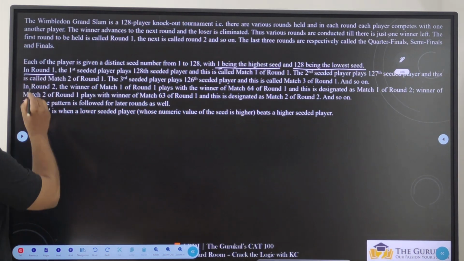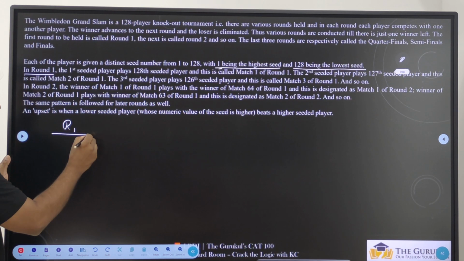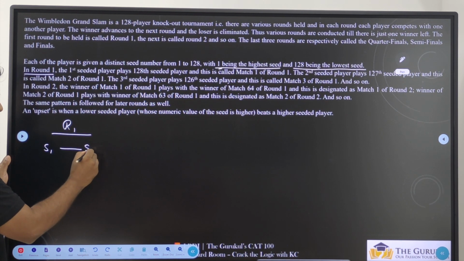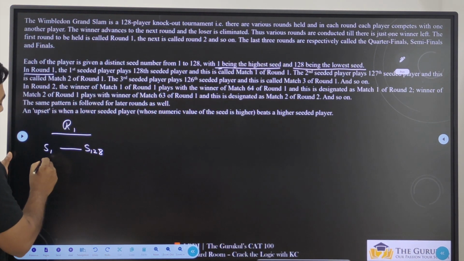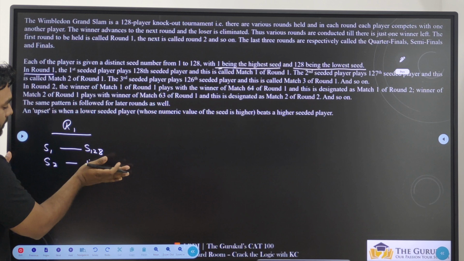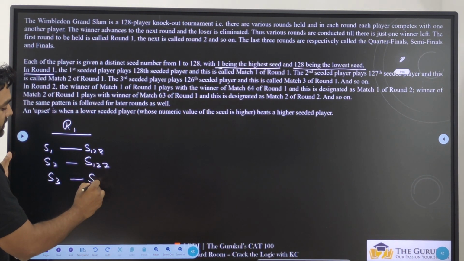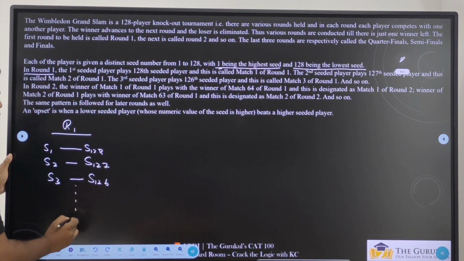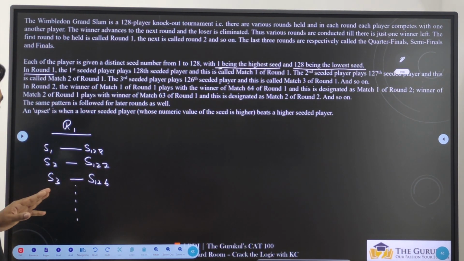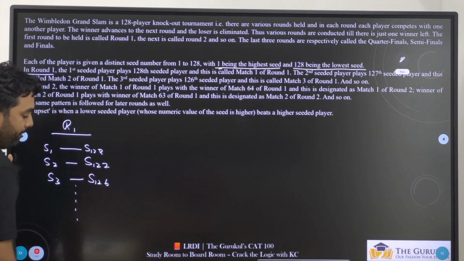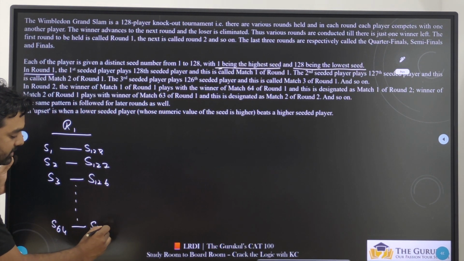In round 1, the first seeded player plays with the 128th seeded player. Seed 1 is playing with seed 128. Seed 2 is playing with seed 127. Seed 3 is playing with seed 126, called match 3 of round 1, and so on, until seed 64 is playing with seed 65.